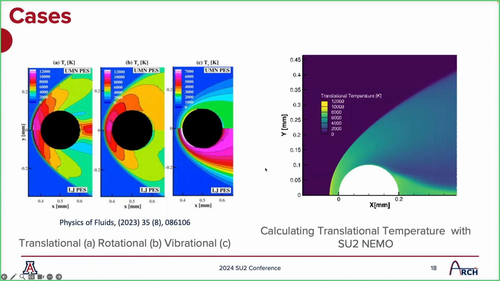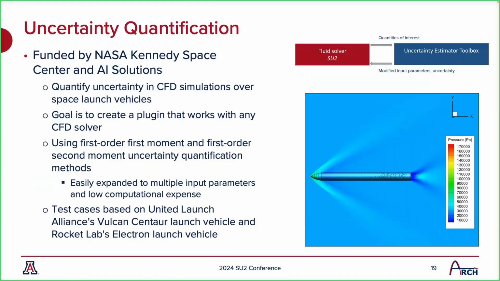They have cases of Earth, blunted cones, and also of leading edges that we are looking at, and that will be presented at AIAA SciTech. We also have an uncertainty quantification project that we're hoping to leverage with some of SU2's capabilities.